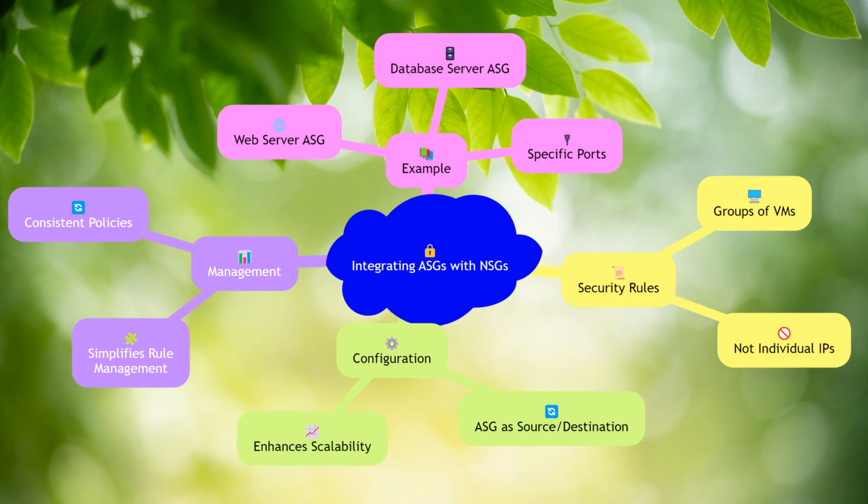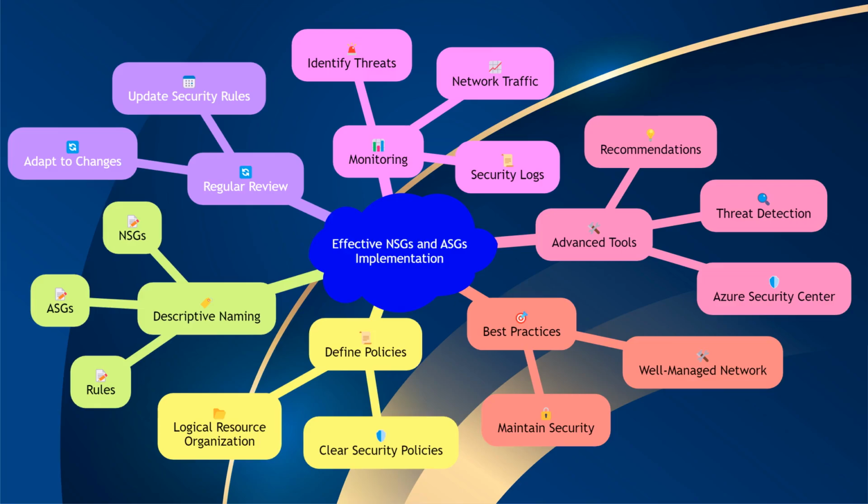Implementing NSGs and ASGs effectively requires adherence to best practices. Start by defining clear security policies and organizing your resources logically. Use descriptive names for NSGs, ASGs, and rules to make management easier. Regularly review and update your security rules to adapt to changing requirements. Monitor network traffic and security logs to identify and respond to potential threats. Additionally, consider using Azure Security Center for advanced threat detection and recommendations. By following these best practices, you can maintain a secure and well-managed network environment.